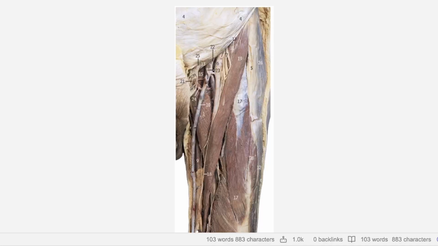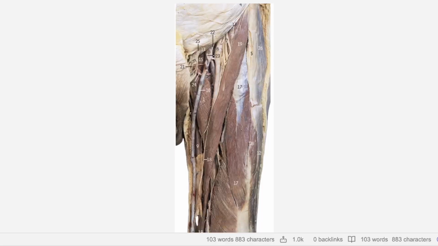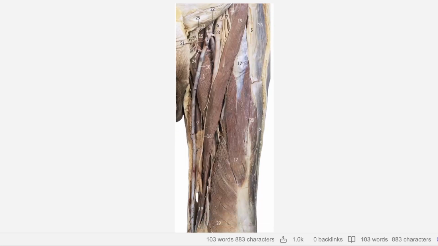This is the external oblique aponeurosis on the left side. From now on, all the structures are on the left side, so I don't have to say left every time. So that's 4, the inguinal ligament and the external oblique aponeurosis. 19 is the sartorius muscle, 26 is the tensor fascia lata, 5 is the fascia lata, and 12 is the iliotibial tract.